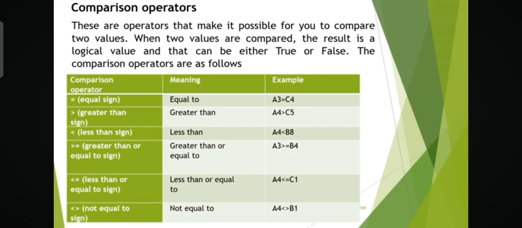Okay. Then we have not equal to, which says that the value in cell A4 is not equal to the value in cell B1. So if the values are not equal, we get what? True. But when they are equal, we get what? False. Okay. All right.